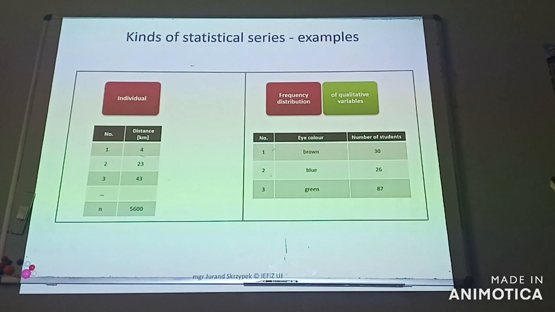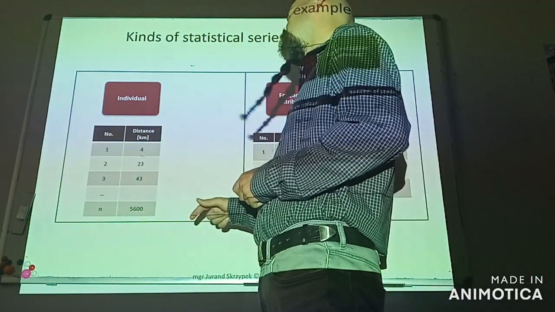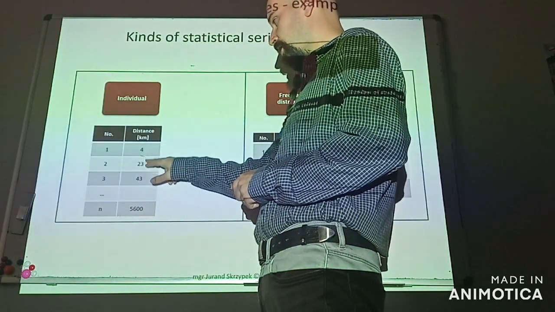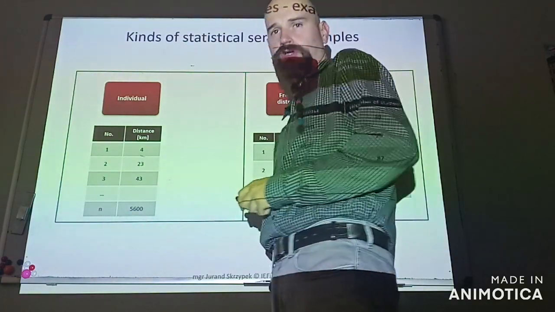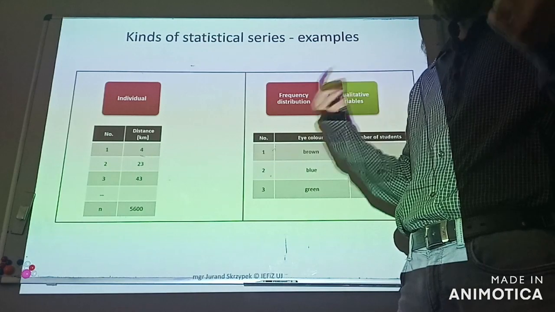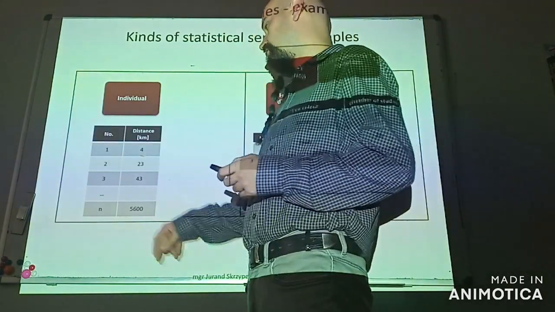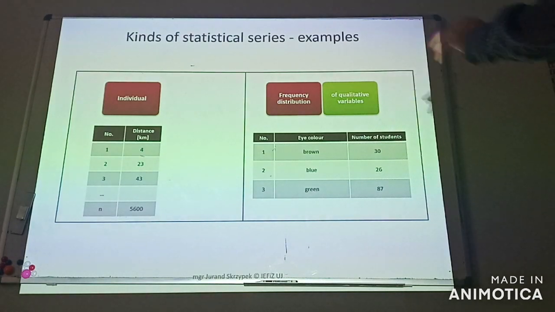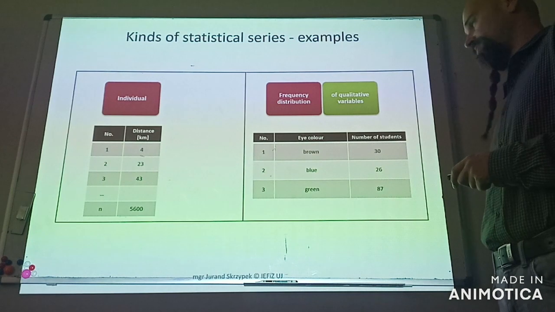First goes the individual statistical series. In individual series, all the values of our variable are known. We have detailed information about the values which are taken by our variable. Full statistical information.